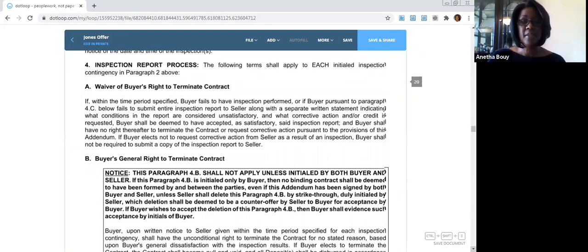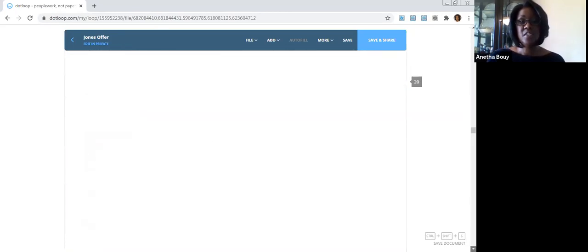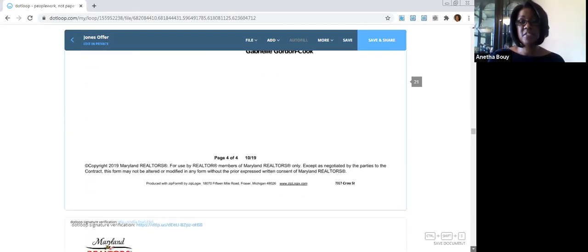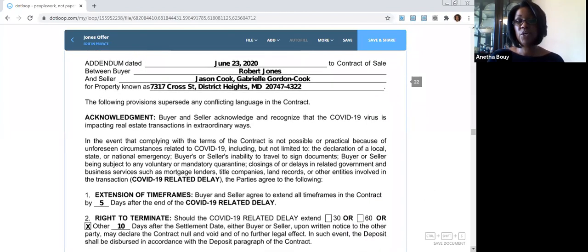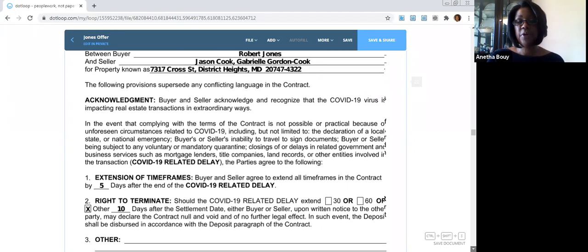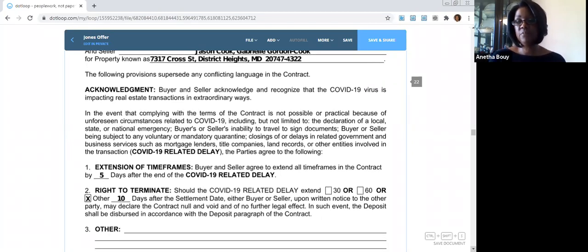Okay. So this again is the inspection addendum, and make sure everything is signed. He also provided a COVID addendum, and we know that because we are in COVID season, things could be a little bit delayed. It's possible that things could be a little bit delayed, and he's saying that in the event that things are delayed, he's willing to have a 5-day extension, but he does have the right to terminate after 10 days.